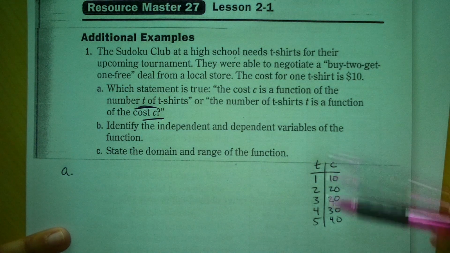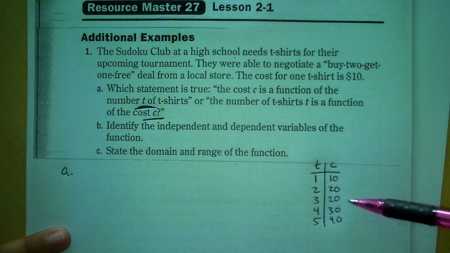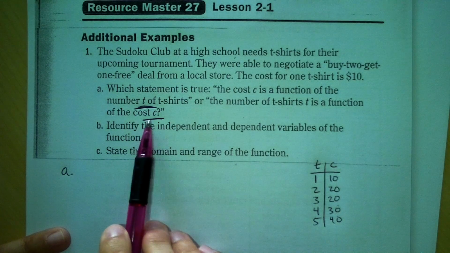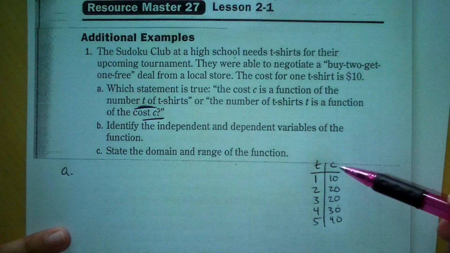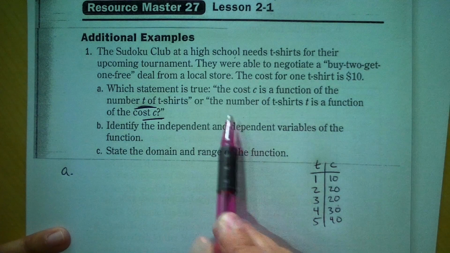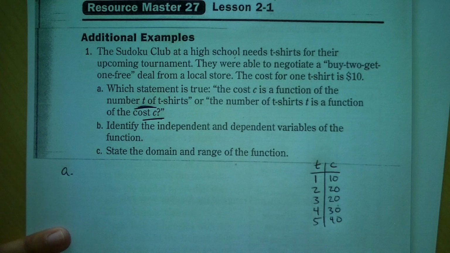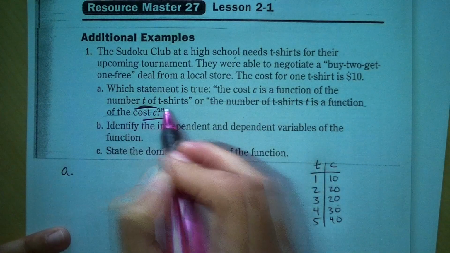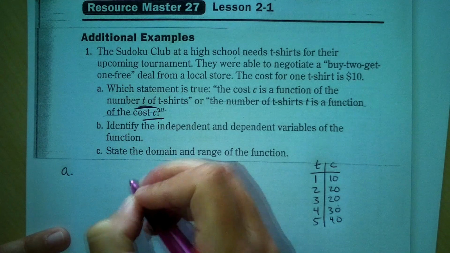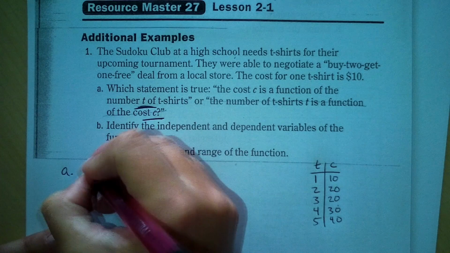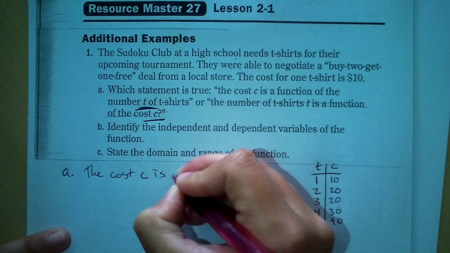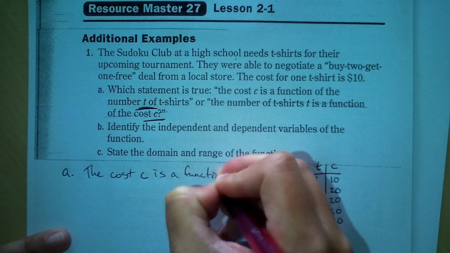So it's the cost, what's it say? The cost C is a function of the number T of t-shirts. And if you want to write a little note to yourself here, you could write like, second letter can't repeat. I think that's the easiest way to remember that kind of stuff, because this function stuff, is it a function of this, is it a function of that, it's so confusing. I always get myself tripped up.